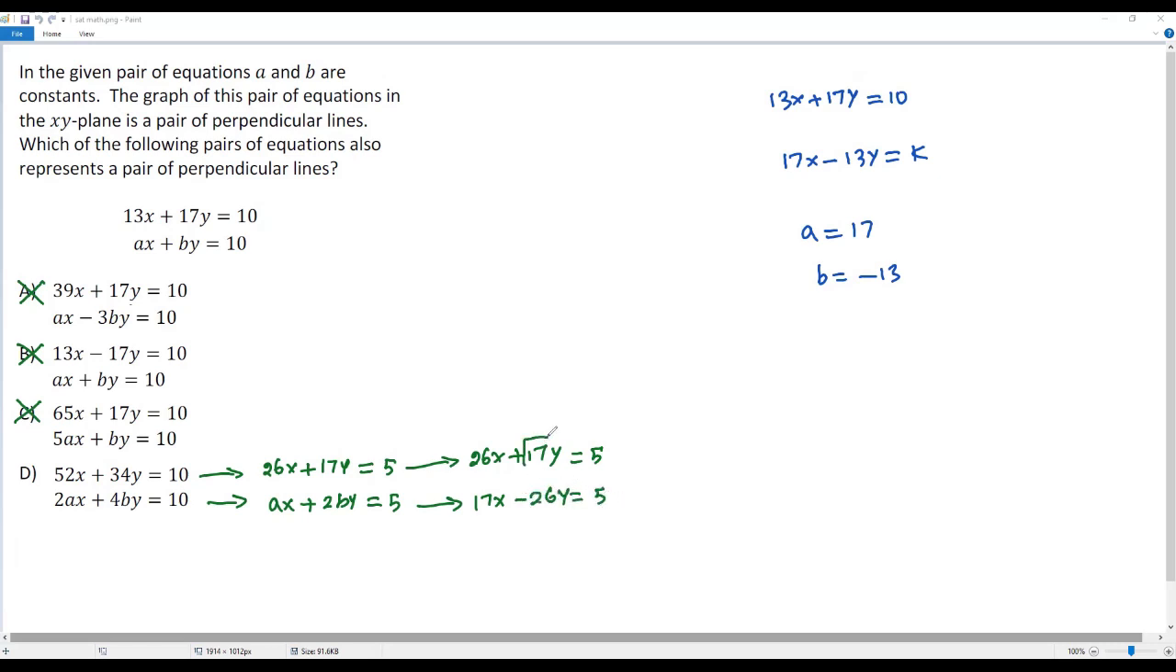Now let's consider the number in front of y over here, 17. It has to be taken as the coefficient of x over here. That's correct. And the number in front of x, 26, should be taken as the coefficient of y. That's also correct. Here we have a positive sign, and here we have a negative sign. So everything is perfect. So the pair of two linear equations in answer choice D are perpendicular. So the correct answer choice for this question is D.